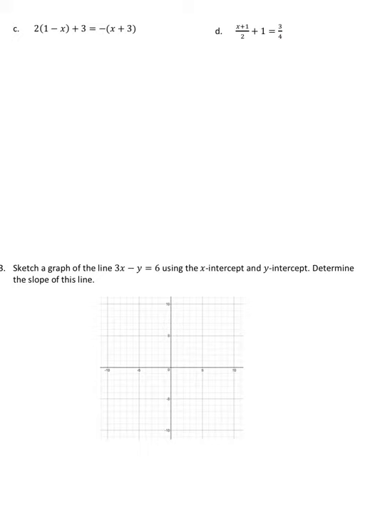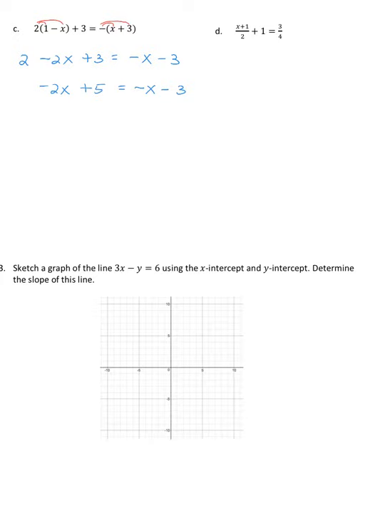In part C, I have to start by removing the parentheses, meaning I have to distribute the 2 as well as this negative, which is really a negative 1 in front of the parentheses. This changes my equation to 2 minus 2x plus 3 is equal to negative x minus 3. On the left side, the negative 2x combines with nothing, but I have 2 plus 3, which is equal to 5. And on the right, negative x minus 3 can't be simplified any further.